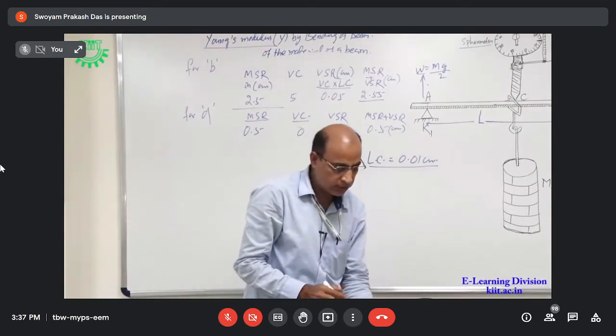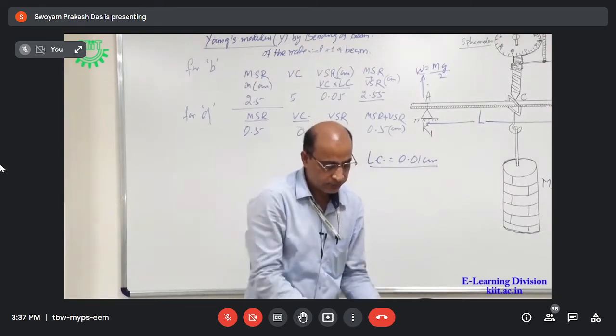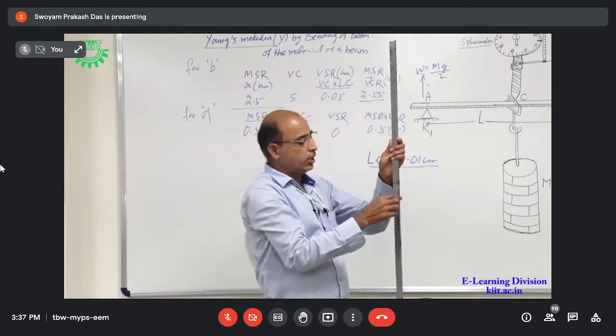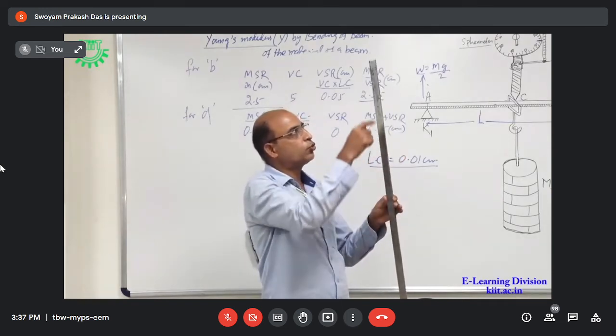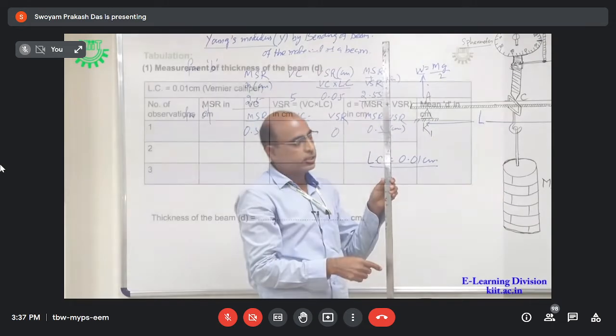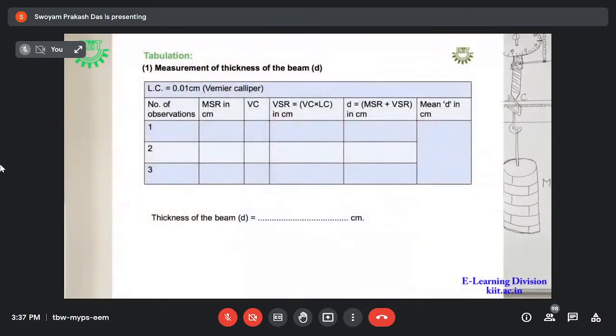So in this way, to get three observations at three different places, once at the middle and the other two observations at the two ends of the beam can be taken. Then afterwards we will find the average to get the accurate value of breadth and thickness. So very carefully you have to find mainly this thickness because the third power is present in the working formula.